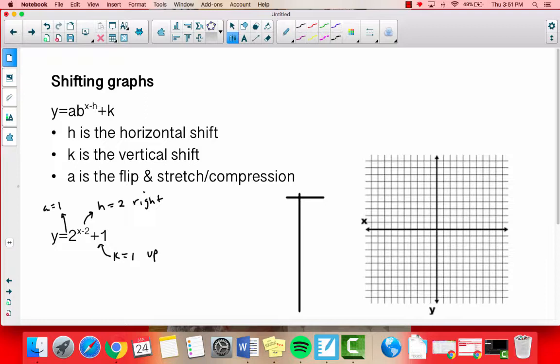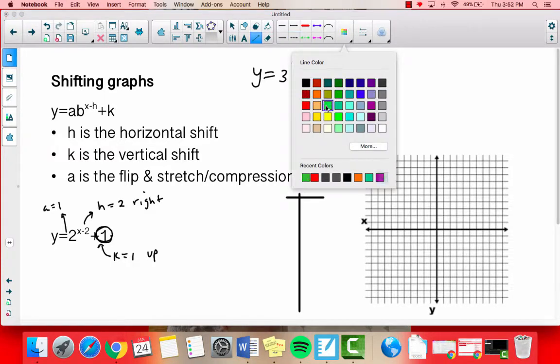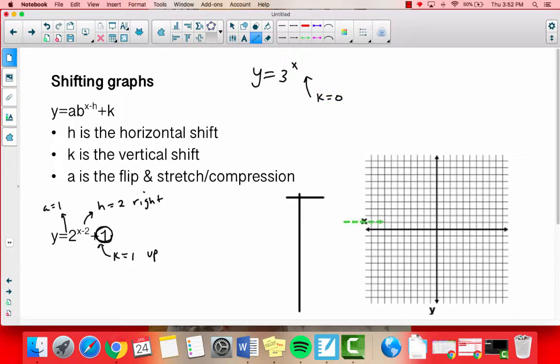Now, that's also going to help me figure out where my asymptote was, because in the last example, I had y equals 3 to the x. Notice my k value was 0, which is where my asymptote was. So here, my k value is going to be 1, which is where my new asymptote is. So I'm going to draw my dotted line on y equals +1. And that means my graph is not going to cross that line. It's going to be all above it or all below it, okay?